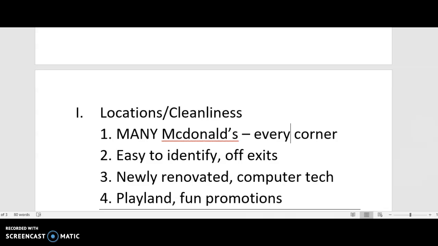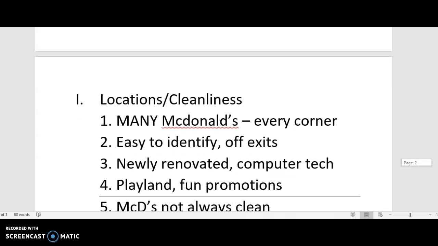So this is where we're kind of getting to the end of what we were doing. And so we want to move to the Chick-fil-A positives. So we're at the end. The playland at McDonald's, there's also a playland at Chick-fil-A. So we're going to point that out in both of them. But there are fun promotions that you don't necessarily get at Chick-fil-A.